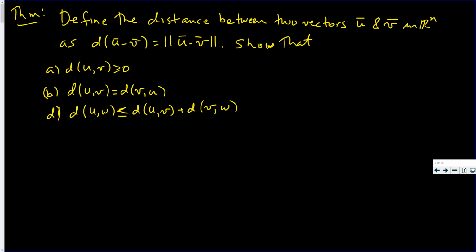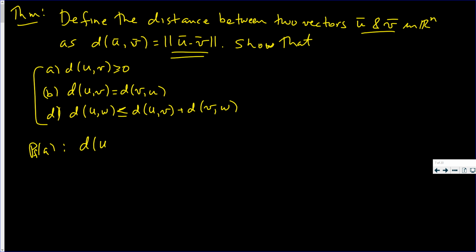In this video, we defined the distance between two vectors u and v, denoted by d of u comma v, as equal to the length of u minus v. Okay, we want to prove these three properties. Here's the proof of A.